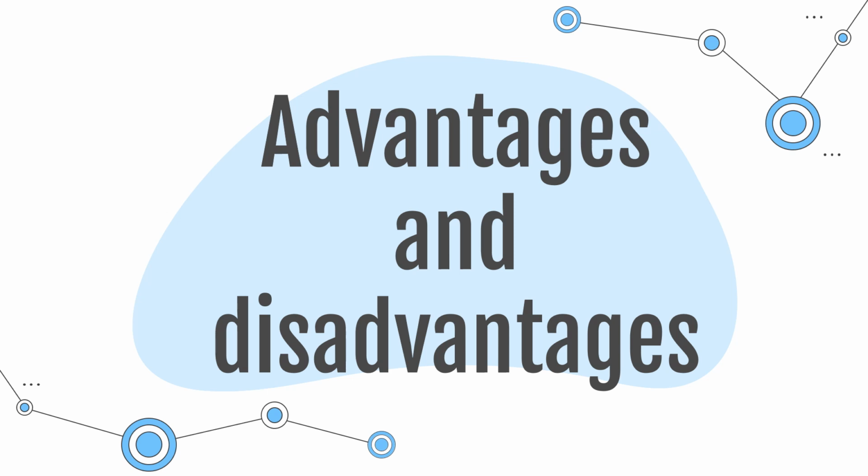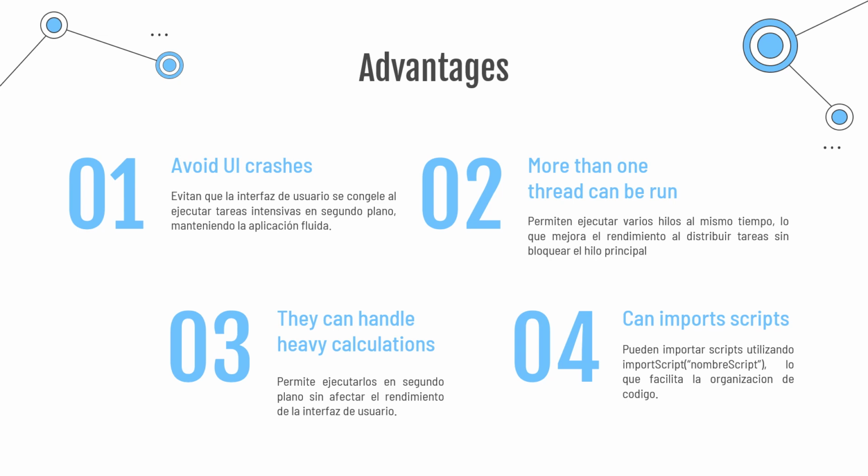Advantages and disadvantages. Advantages. First, avoid UI crashes. They prevent the user interface from freezing by executing resource-intensive tasks in the background, ensuring that the application remains responsive and smooth for the user. This approach allows the main thread to stay free to handle user interaction without interruption.